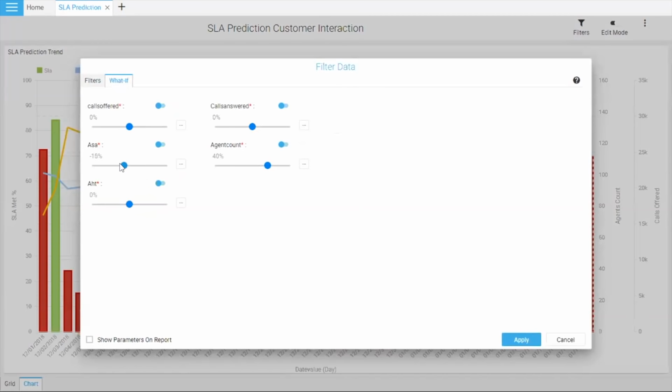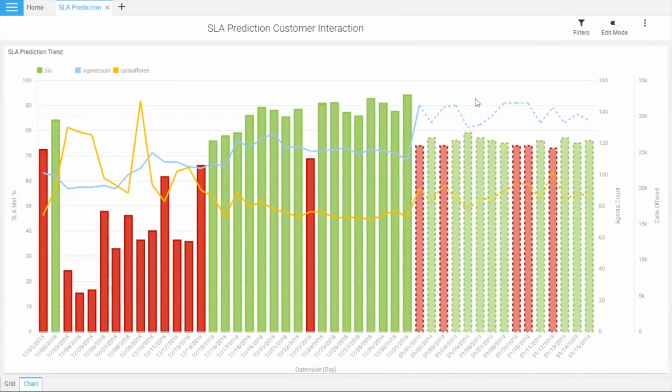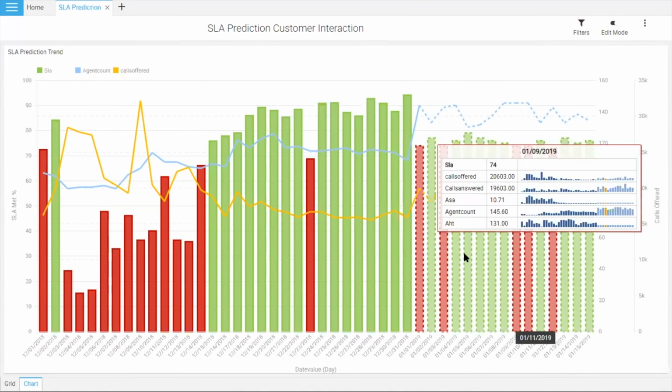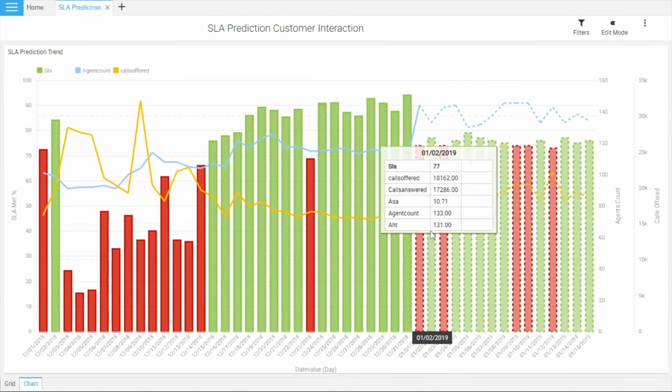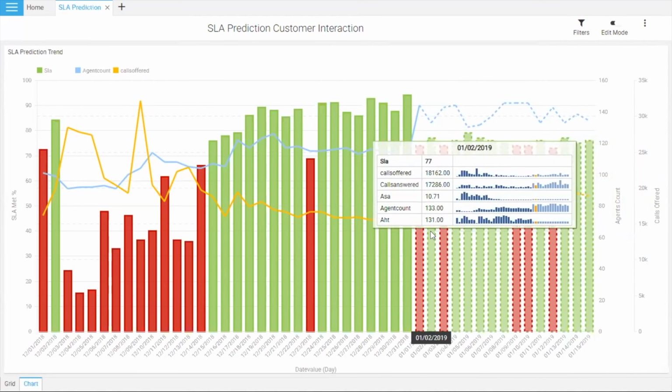Now I can go back to a what if scenario here. And for example, I just reduce the average speed to answer by 25%. And let's see what happens. It says that in most of the scenarios, I'll be able to meet the service level. So now 18,000 calls I need to attend. I will be able to answer 17,000 calls. Average speed to answer target will be 10 seconds. Agent count will be 133. AHT will be 131. And my output is going to be green, which is at 77.